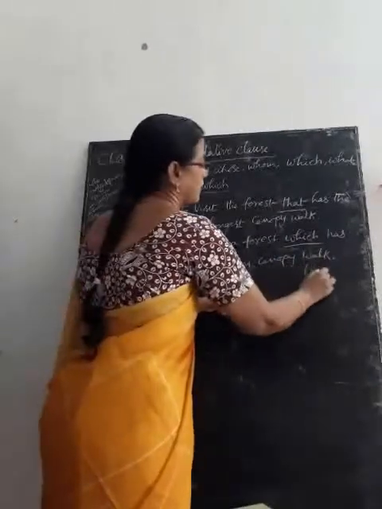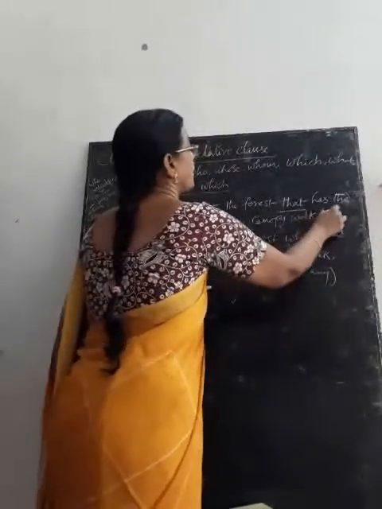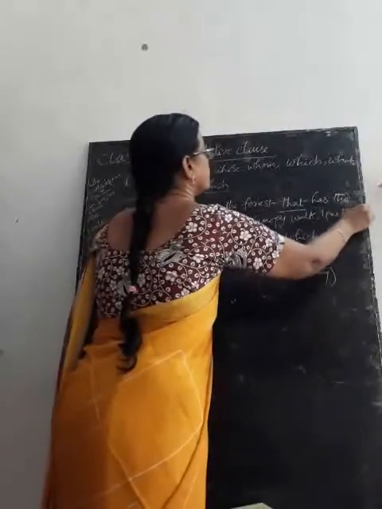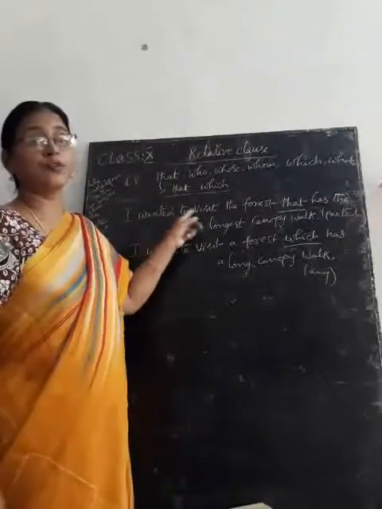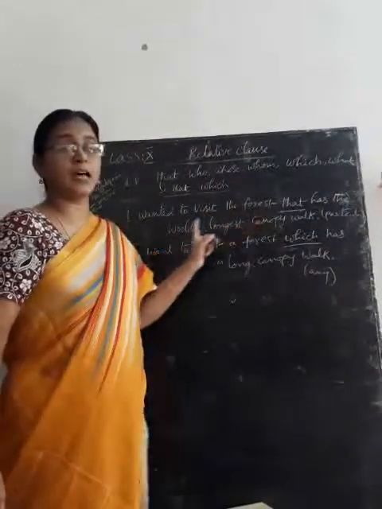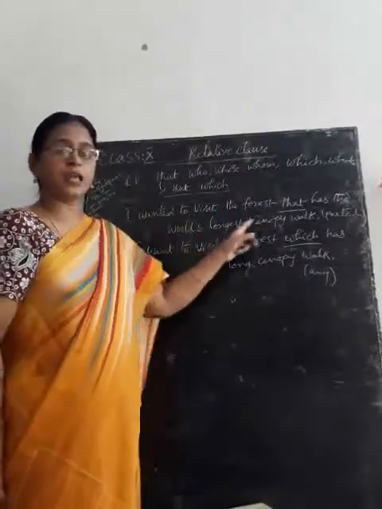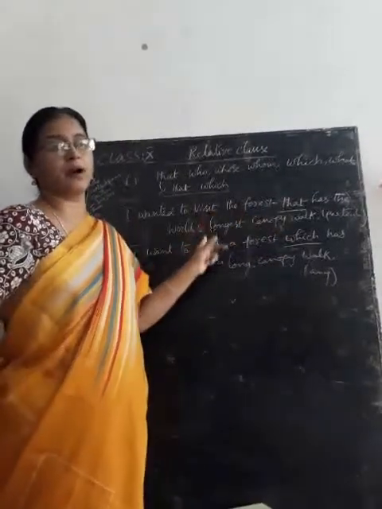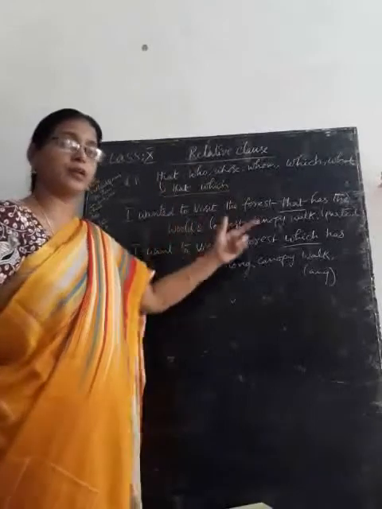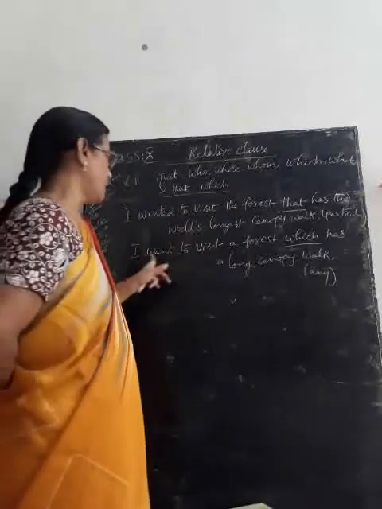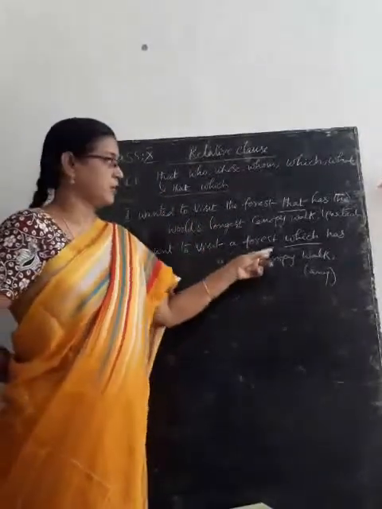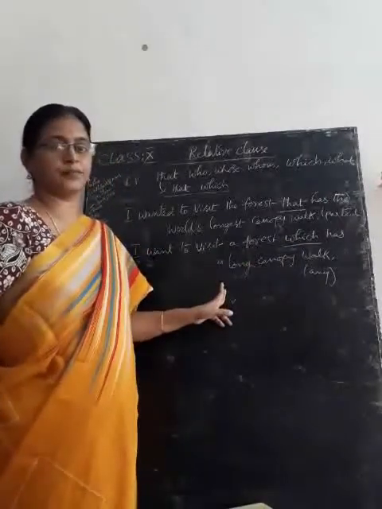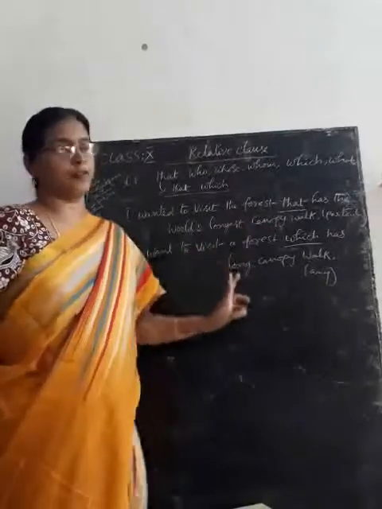Any forest. Here, that means a particular one. I wanted to visit the forest that has the world's longest canopy walk. Here, by using that, it means the particular forest. I wanted to visit the particular forest. That means here, I want to visit a forest which has a long canopy walk. Any forest. This one, particular one.